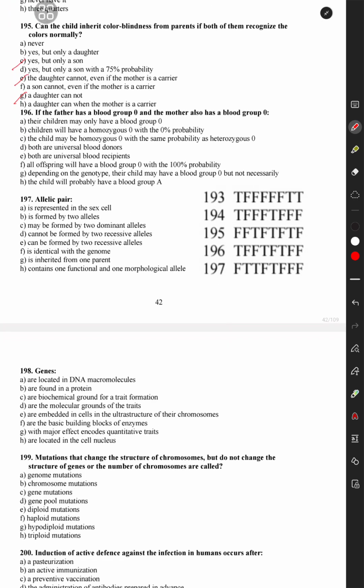If the father has blood group O and the mother also has blood group O, the children may only have blood group O. Yes, children will have homozygous O with 0%. Child will have homozygous O with the same probability as heterozygous O. Both are universal blood donors. Yes. All offspring will have blood group O with 100% probability.